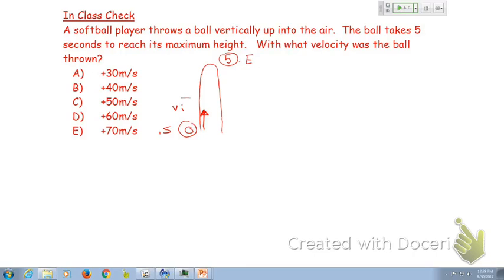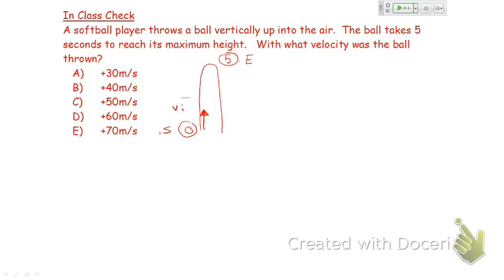So, okay, we did our diagram, and the next thing we're going to do is extract our information. Basically I'm looking on here and I'm going, well, let's have a look. I want my VI, and I know my A is going to be minus 10 meters per second squared. I know my delta T is 5 seconds, because it says it takes 5 seconds. Oh, I need one more thing.